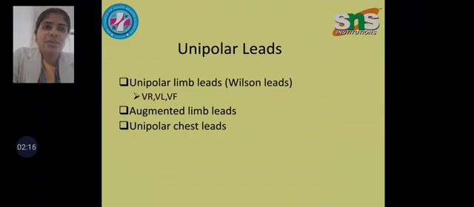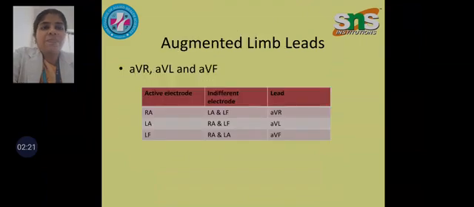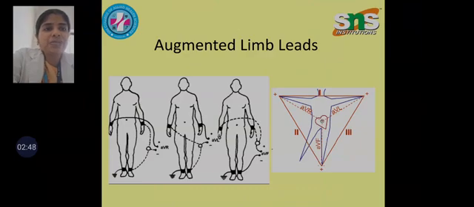So unipolar limb leads are there. AVR, AVL, AVF are the augmented limb leads. AVR is connected to the right arm; the indifferent electrodes are the left arm and left leg. AVL is connected to the left arm; the indifferent electrodes are the right arm and left leg. And AVF is connected to the left leg; the indifferent electrodes are the right arm and left arm. These are the augmented limb lead connections.